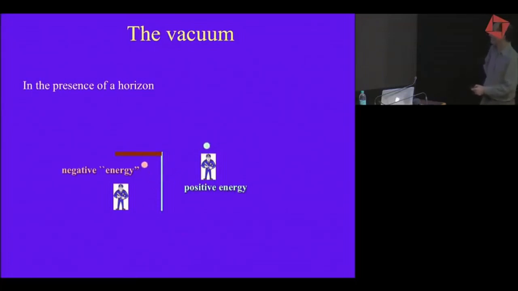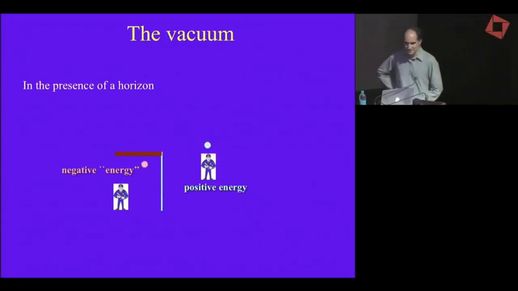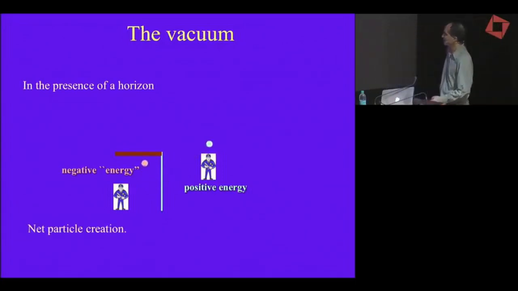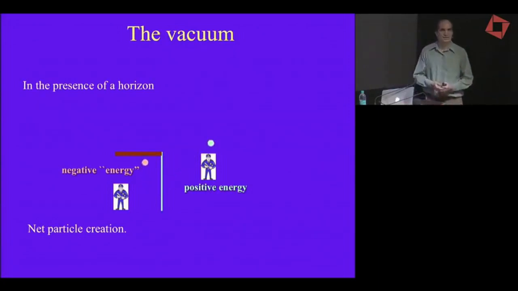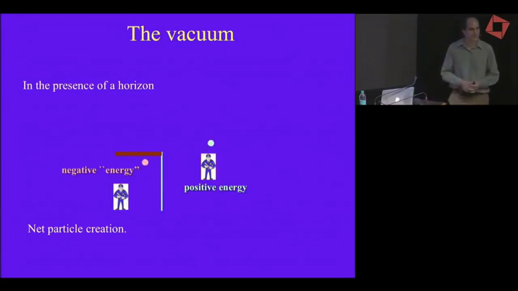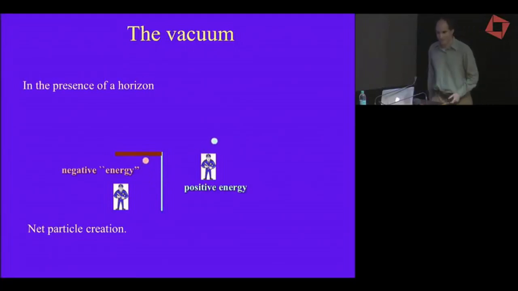And therefore, this negative energy particle can go in, and the positive energy particle can come out, and we see it as Hawking radiation. So this is a qualitative explanation, and in the end, we have some net particle creation. The observer outside sees this flux of particles with positive energy. And what are these particles? Well, these particles could be photons, the particles of light, and so we could see the radiation or light coming out of the black hole.